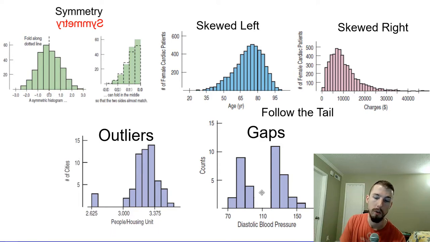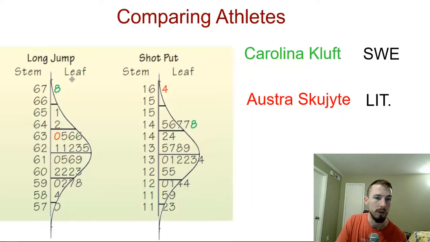Also, we can't do it when we have gaps or if it's bimodal or multimodal or anything like that. Like this one would be bimodal, clearly. So it only works when it's unimodal and symmetric. Then we can use a normal model to approximate the data.